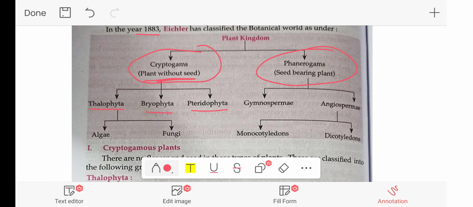Thallophyta are divided into algae and fungi. So algae and fungi are the plants from thallophyta. Next, phanerogams. Phanerogams are seed-bearing plants. They are further divided into gymnosperms and angiosperms. Angiosperms are further divided into monocotyledons and dicotyledons.